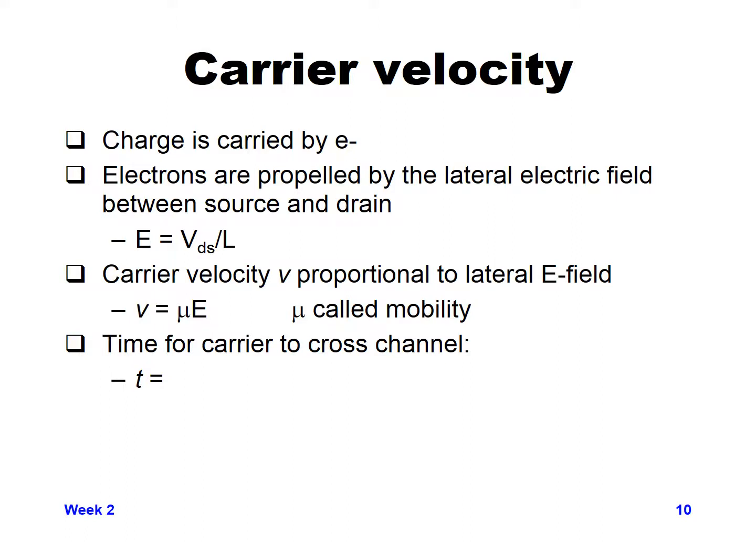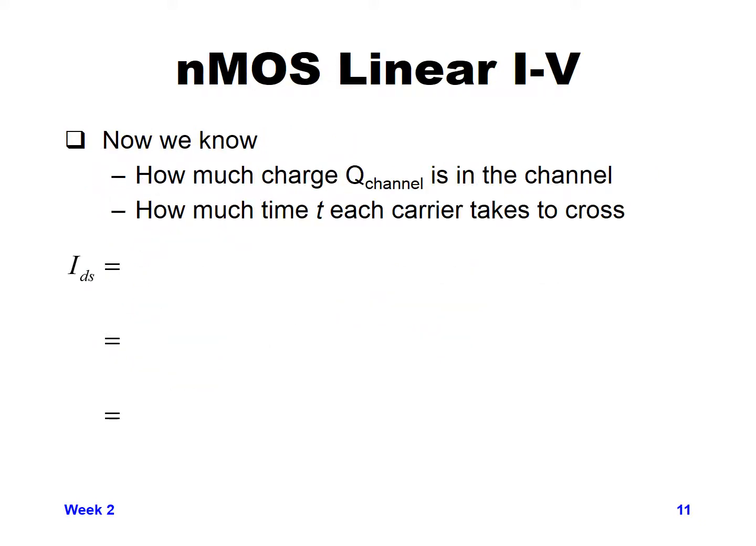Then, of course, we need to know how long it takes for the carrier to cross the channel. The time for the carrier to cross the channel is the length of the channel divided by the velocity of the carriers. So now we know how much charge is in the channel, the Q channel, and how much time it takes each carrier to cross the channel. So now we can figure out the current through the channel, or IDS. IDS is the charge in the channel divided by the time it takes to cross the channel.